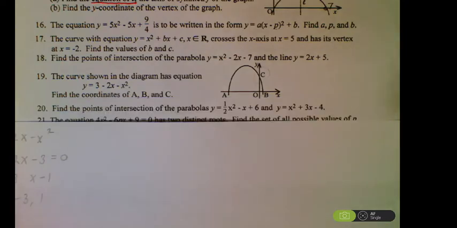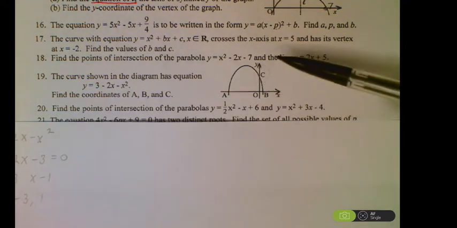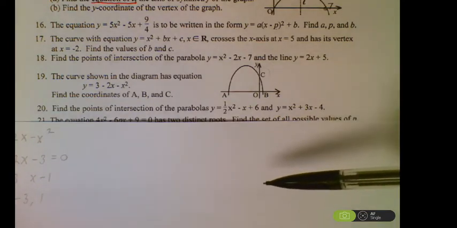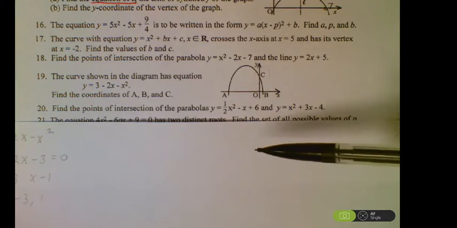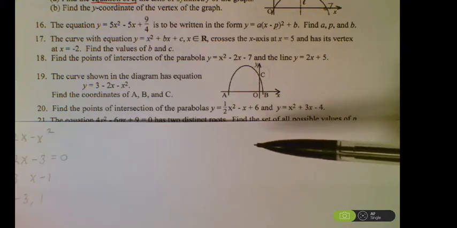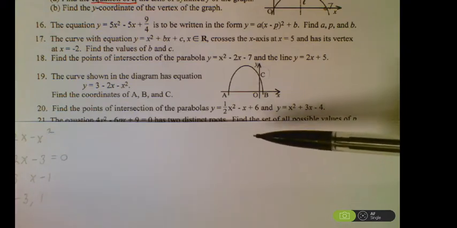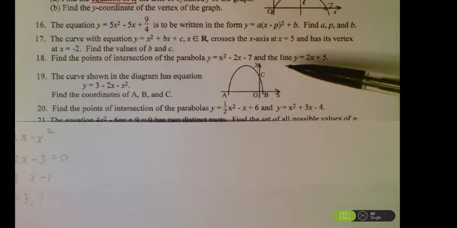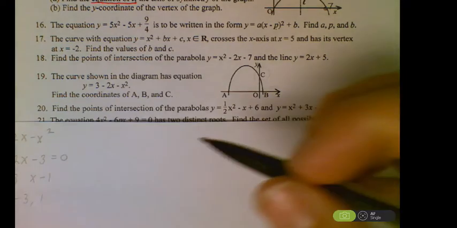Number 20, so intersection of two parabolas, real similar to what we did on number 18. You do have the option of graphing. If it's a graphing setting for a test, and you're allowed to use the calculator if it's that portion of the test, so I could graph them both, calculate the points of intersection just like I did on number 18. We could also do it by hand.